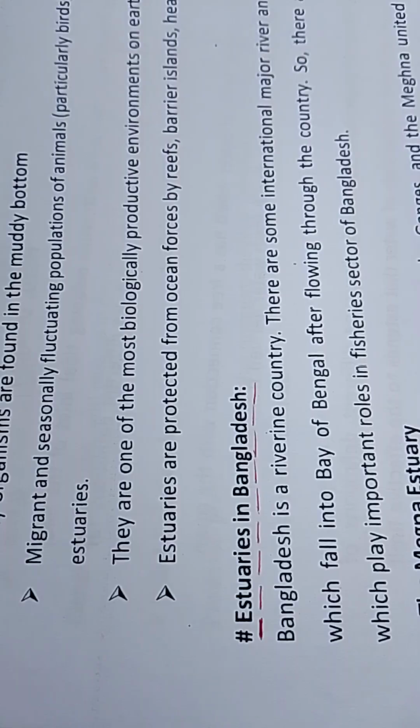Estuaries in Bangladesh. Bangladesh is a riverine country. There are some international major rivers and many small rivers which fall into the Bay of Bengal after flowing through the country. So there are many estuaries which play an important role in the fisheries sector of Bangladesh. The Meghna estuary: three mighty rivers, the Brahmaputra, the Ganga, and the Meghna, united form the Meghna estuary and flow into the Bay of Bengal. Most hilsa fish are caught in the estuary. It is the nursery, spawning, and feeding ground of many fishes, especially hilsa fish.